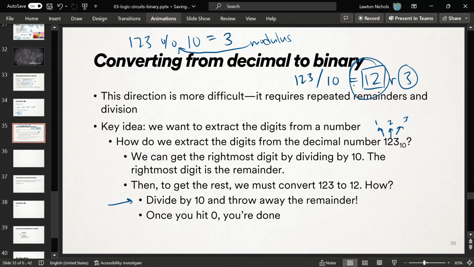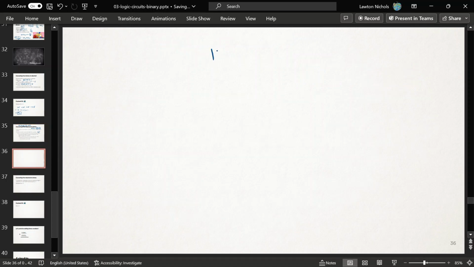So divide by 10 and take the part that wasn't the remainder. Don't put any decimal places, just take the part that was not the remainder. And then that's going to be the pattern. That's how we can extract all the decimal digits from a decimal number. And this is eventually going to apply to binary. Okay, I promise.